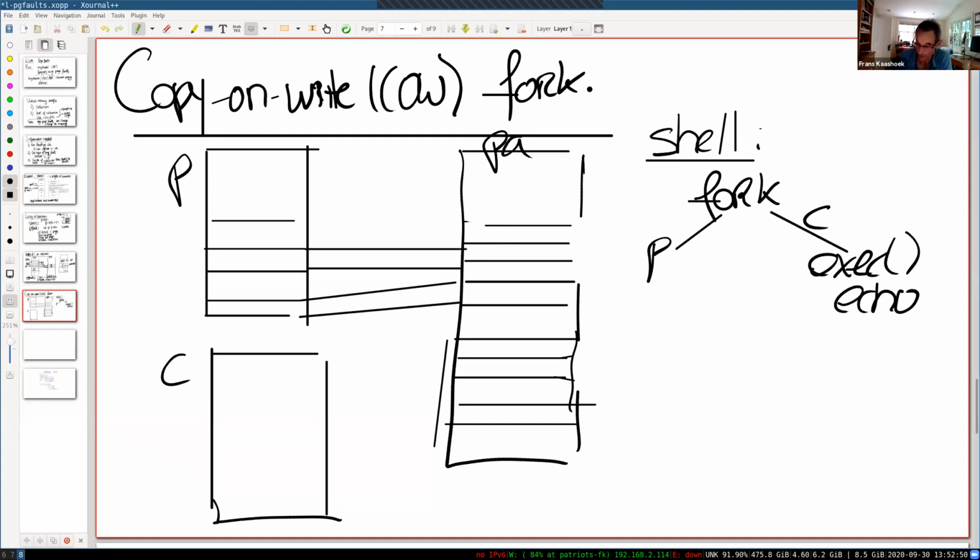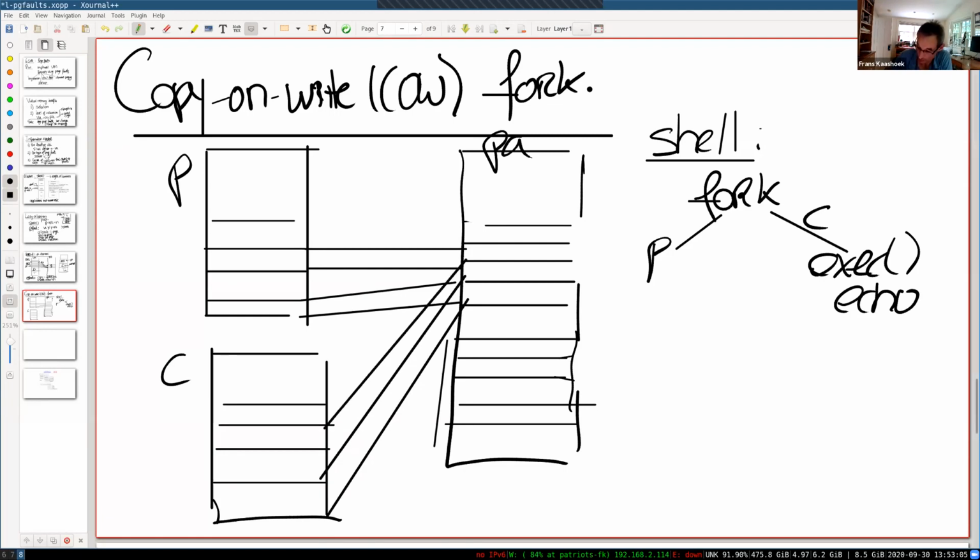Instead, when we create the child address space, instead of copying and allocating new physical memory, what we could do is just share the physical pages that the parent has already allocated. And so we can just set the PTEs for the child to point to the same physical pages as in the parent. And we're going to be a little bit careful again, correct?